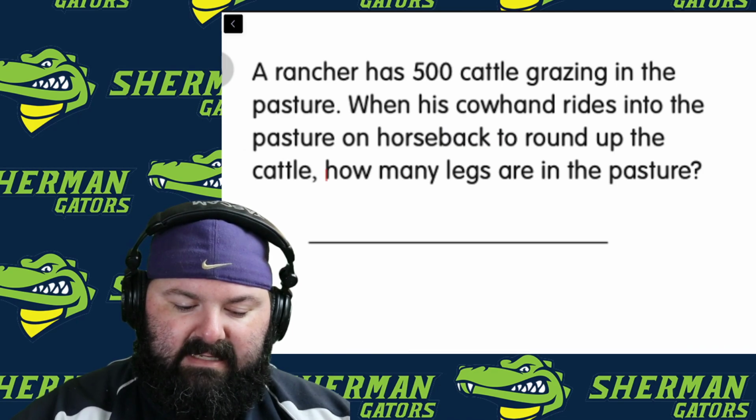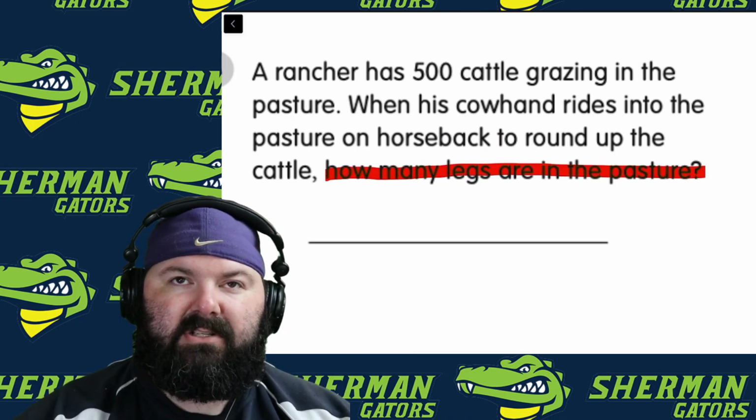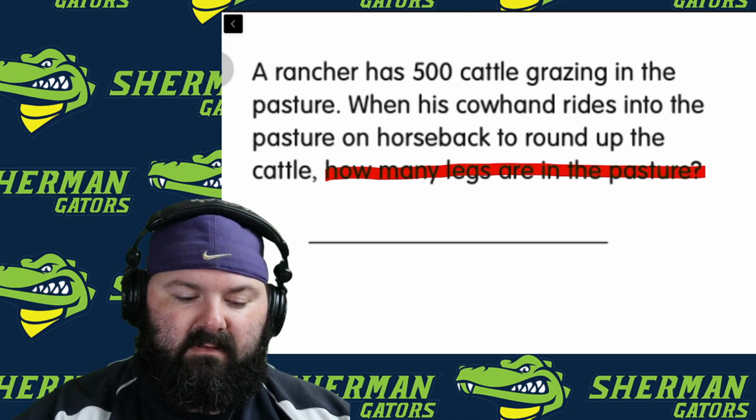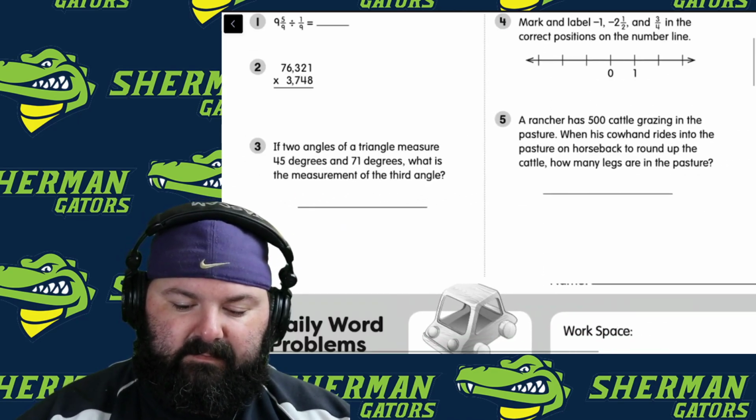How many legs are in the pasture? So how many legs total are in the pasture?